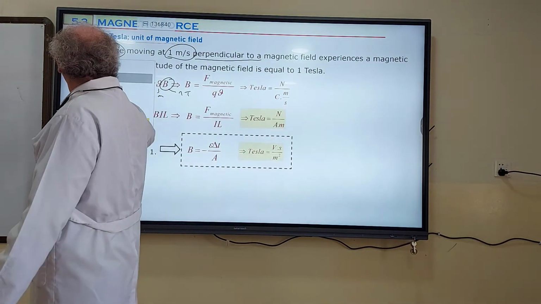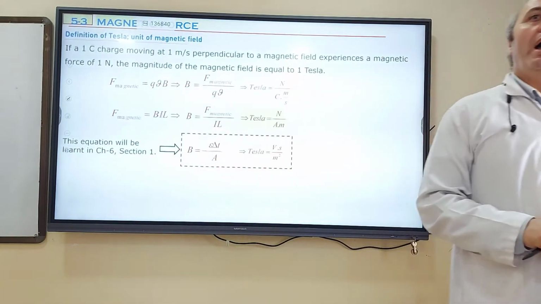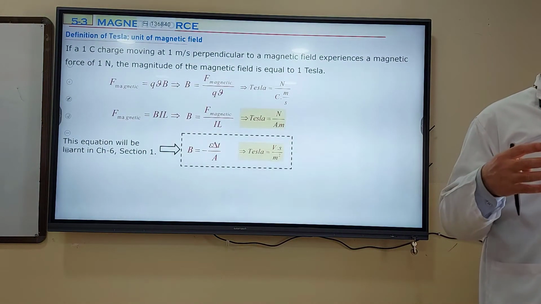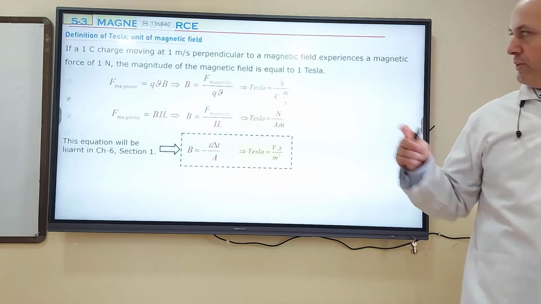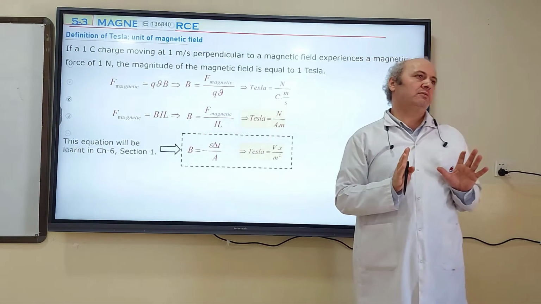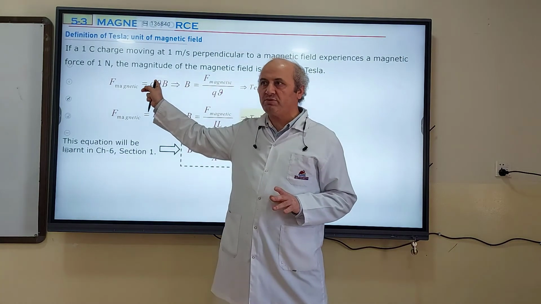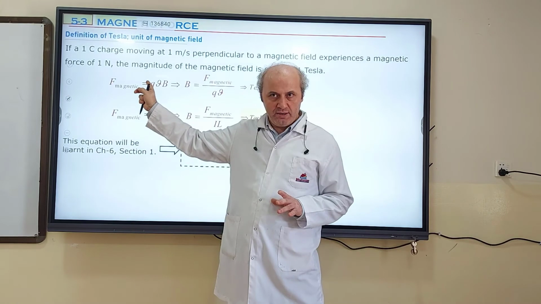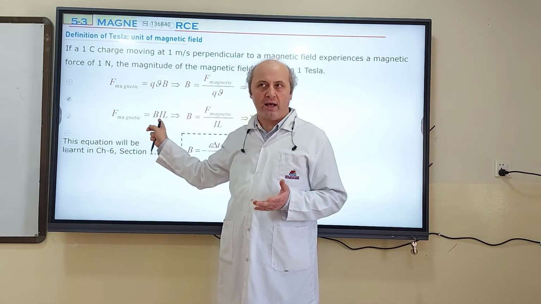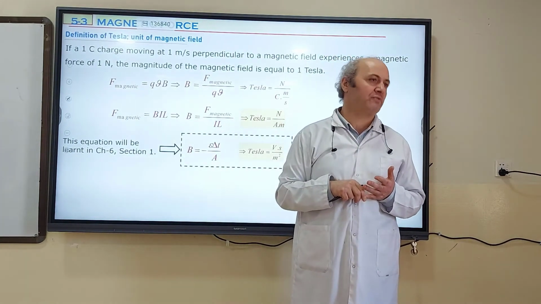But more than this, the equivalent of Tesla is important. 1 Tesla can be written in different forms of the other units. This is important from the perspective of 12th grade. We learned 2 equations about magnetic force. One is the magnetic force acting on a charged particle in a magnetic field, QVB. The second is the magnetic force acting on a wire, BIL. From these 2 equations, we can get equivalent units of Tesla.